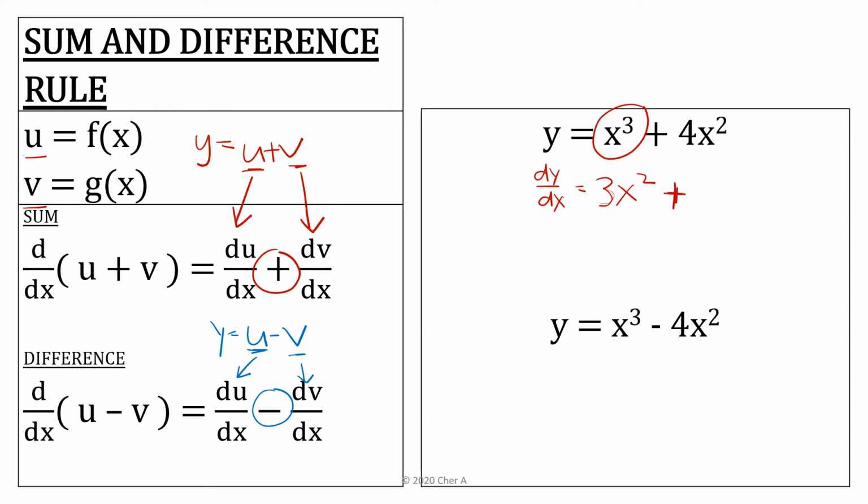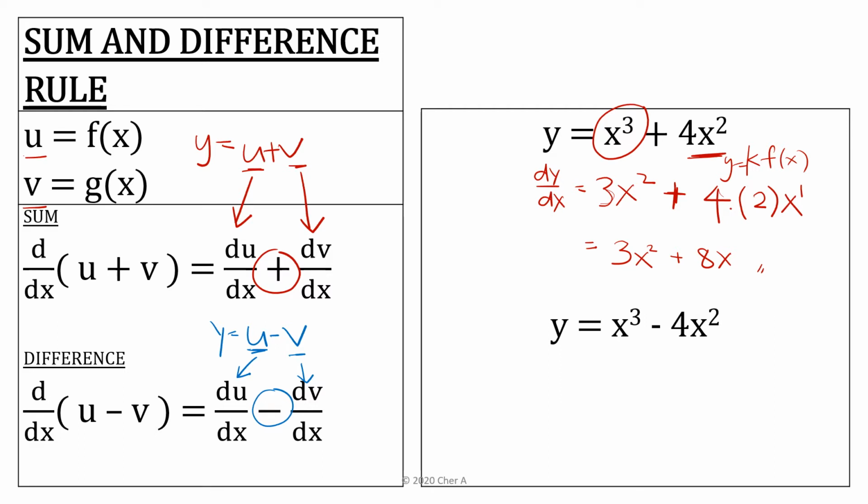Okay. And now we have 4x squared. So 4x squared, we have to use the constant multiple rule. So we'll keep the constant. Now we differentiate x squared, we bring down 2, x, and the new power becomes 1. So the final answer for this question will be 3x squared plus 4 times 2, 8x.